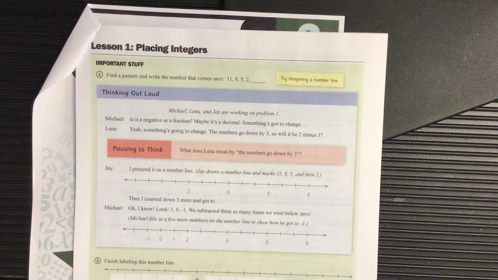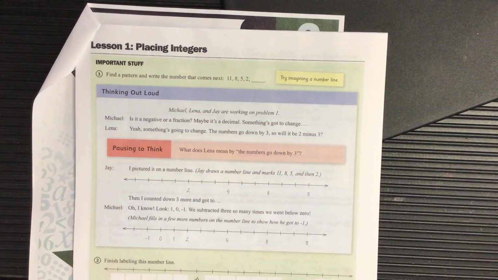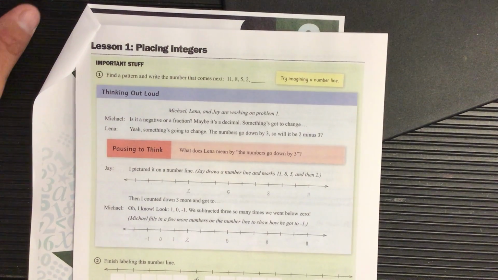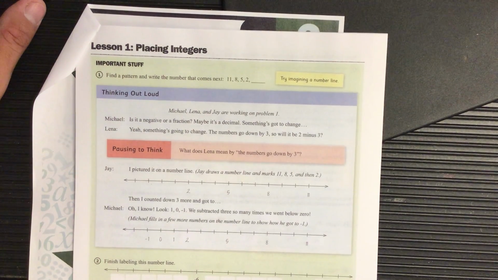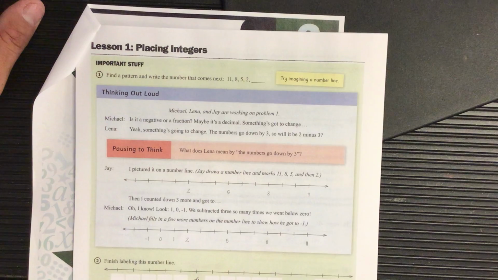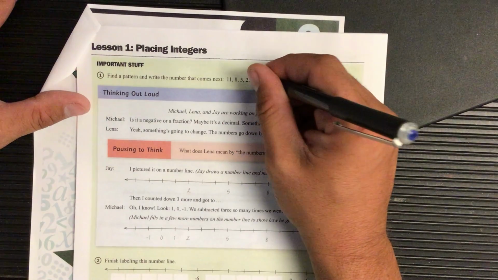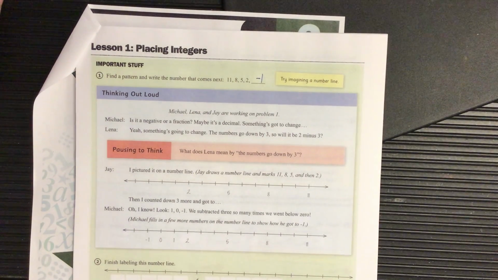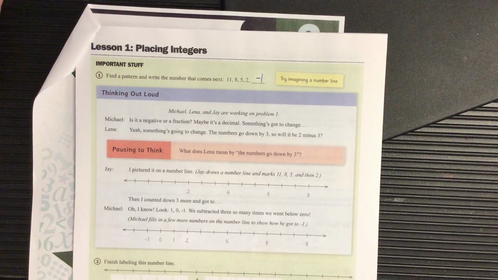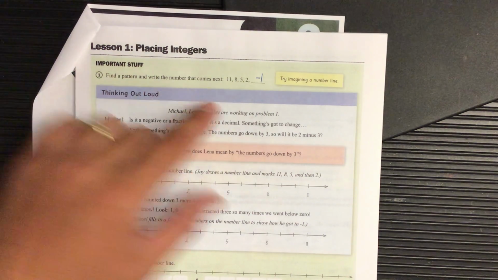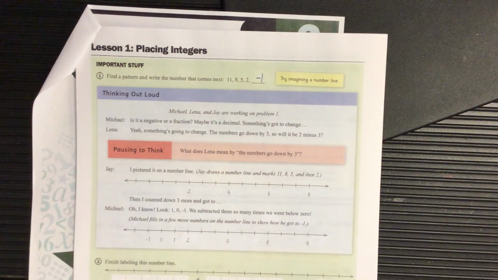It says, find a pattern and write the number that comes next. 11, 8, 5, 2. We've done a lot about patterns here to start the year off. Madison, what would be the first number? -1. How'd you get that? Because you count the blocks backwards. It goes backwards by 3. You're subtracting 3, that is correct.